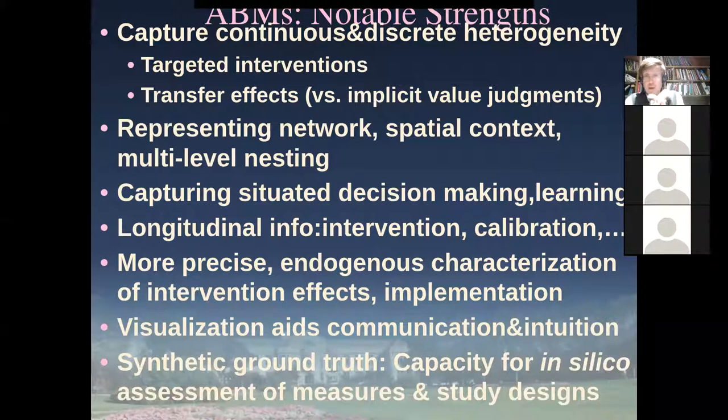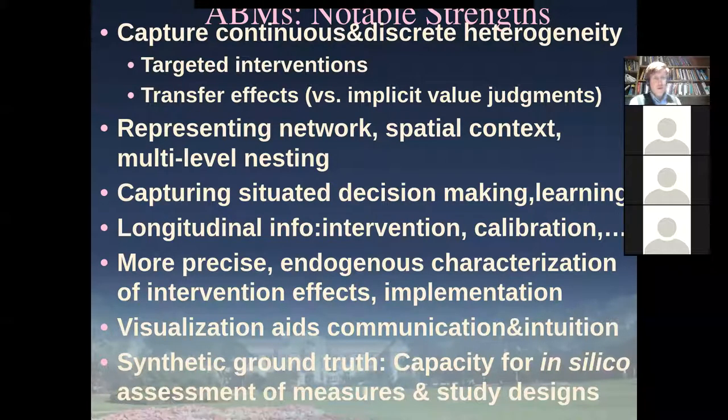Here, that longitudinal information is really valuable for interventions, for calibrating the model against individual level longitudinal data from the world or statistics that are longitudinal in nature, and many other characteristics. ABMs also allow us to characterize intervention effects and intervention implementation at a finer grained level than we typically can in an aggregate model, and allow for capturing of some of the targeting of interventions, the design, the mechanics of delivering them, and the way in which they work in a very fine grained way, distinguishing between different types of interventions in a quite precise way.